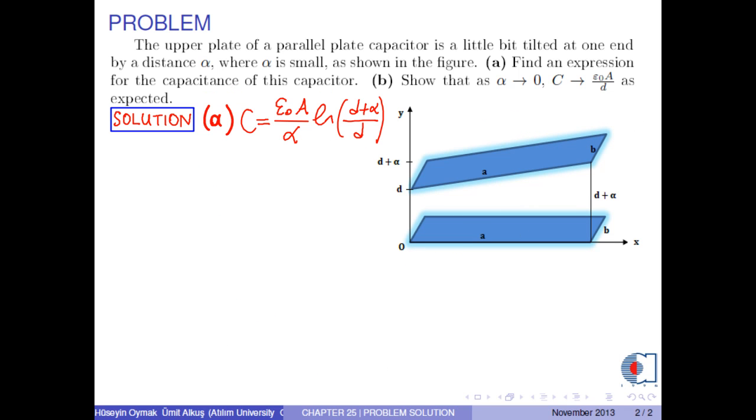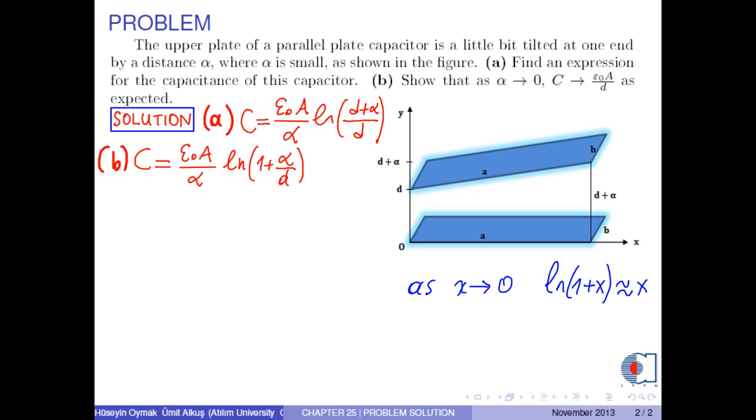B. Show that as alpha goes to 0, capacitance goes to epsilon 0 times A over D as expected. Now we can write D plus alpha over D as 1 plus alpha over D. Remember that ln of 1 plus x is approximately x when x is very small. In our problem, x is alpha over D, which is very small.